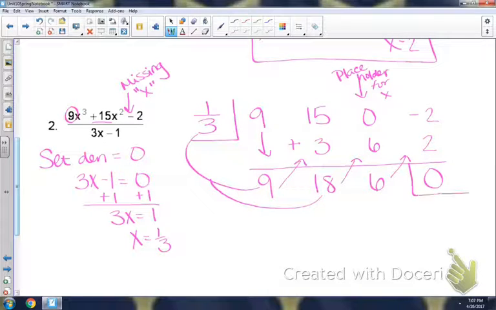The last number that you end up with is your remainder. Don't forget that. To the left of that is your constant. To the left of that is your coefficient of x. To the left of that is your coefficient of x squared.